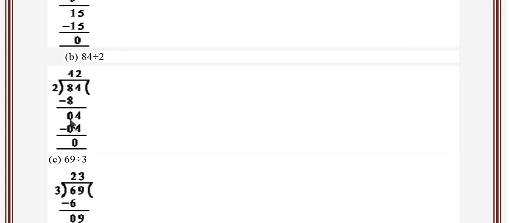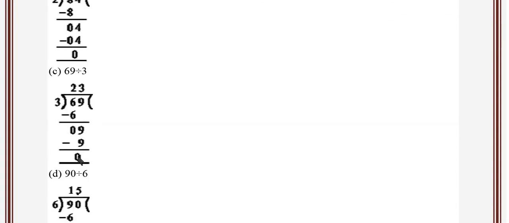8 minus 8 then 0. Now we keep here 4. 2 twos are 4. 4 minus 4 then 0. So 84 divided by 2 is equal to 42 is the answer.